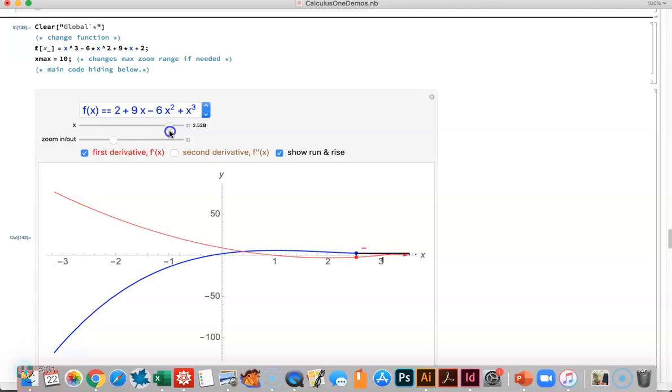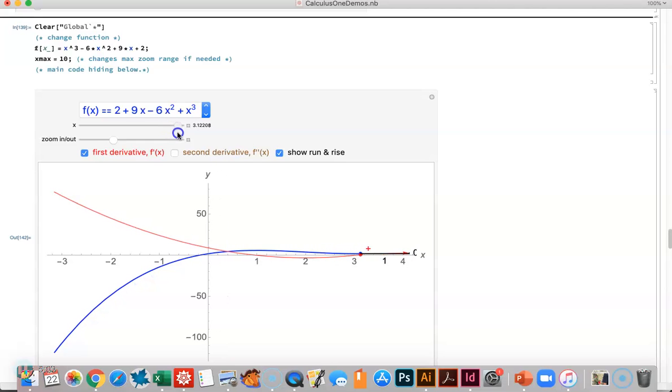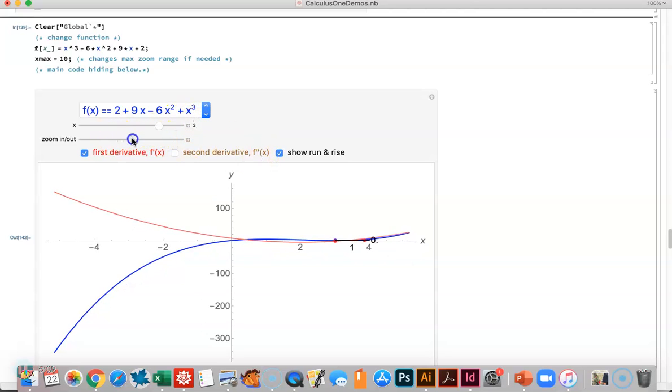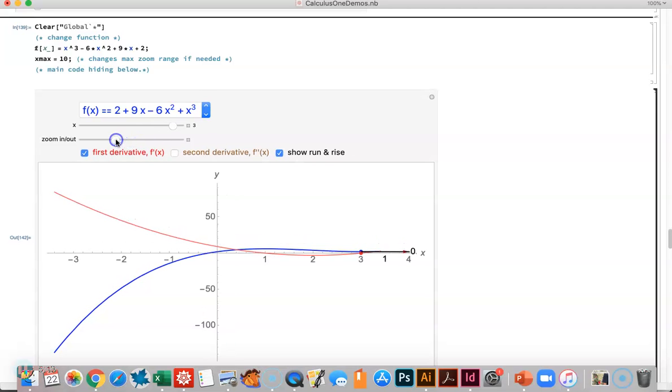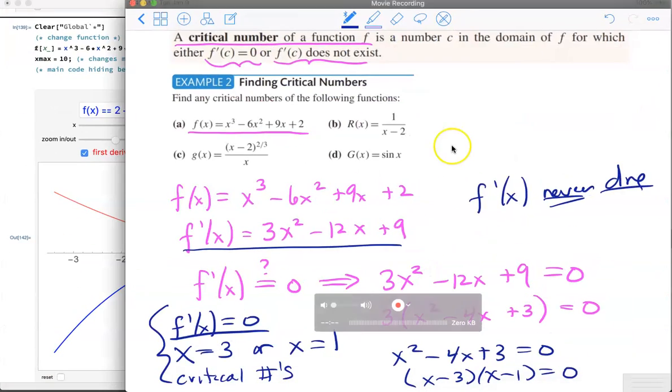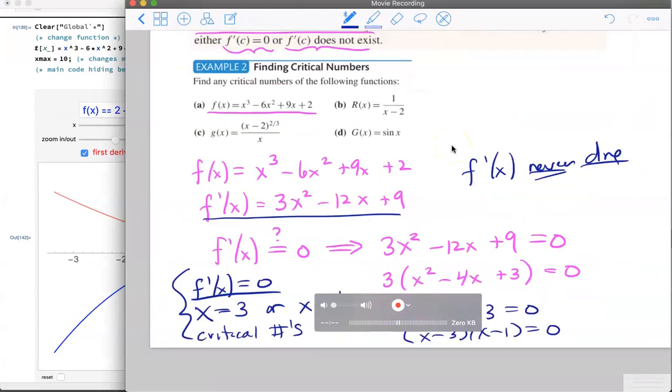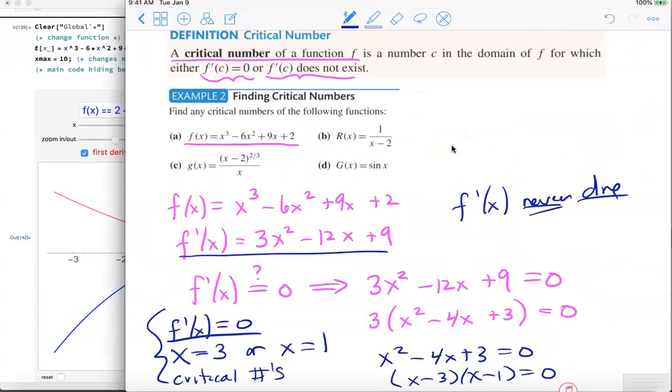And when x is equal to 3, we have another place where the derivative is equal to 0 again. Okay, so this function has two critical values. Let's look at another example.